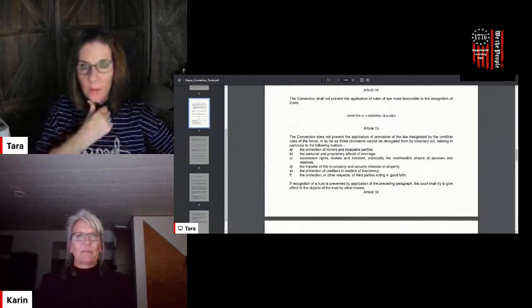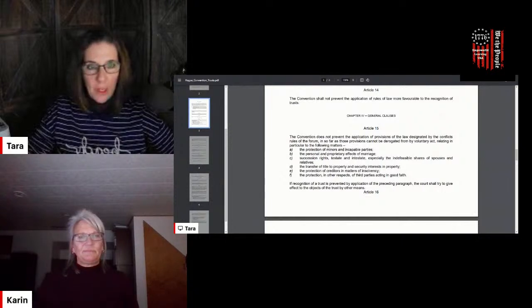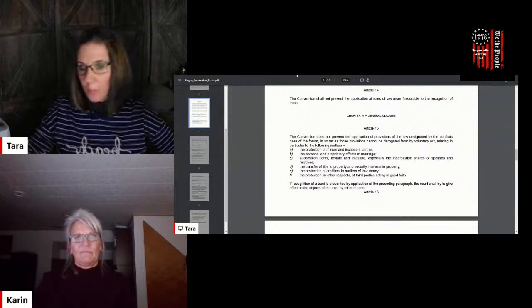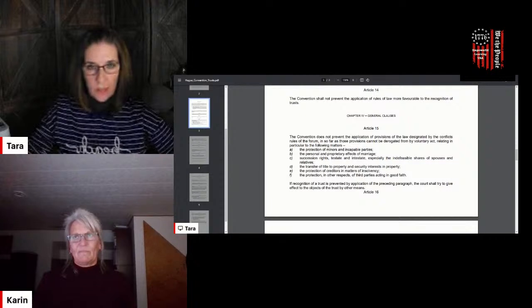Absolutely. So we'll move on to Chapter 4, General Clauses, in Article 15. The Convention does not prevent the application of provisions of the law designated by the conflict rules of the Forum, insofar as those provisions cannot be derogated from by voluntary act relating in particular to the following matters: the protection of minors and incapable parties. That's a big one, to just understand the definition of how that impacts in the trust. That's your being of sound mind, and understanding contract. So you, as a minor, and somebody who may be incapacitated that can't perform those duties.